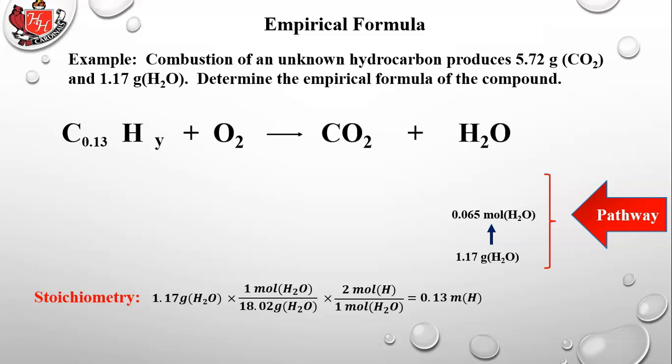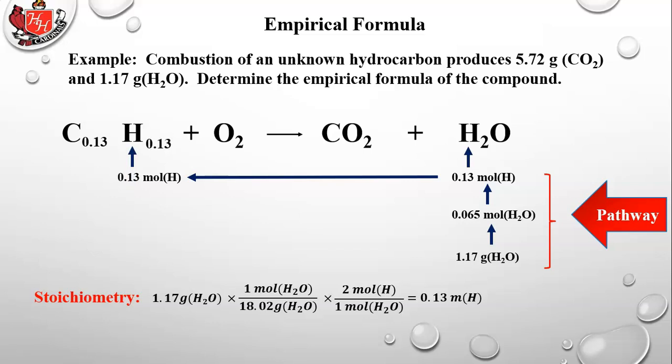So that's going to give you 0.13 moles of hydrogen. So we come up here, and that 0.065 doubles to 0.13, and that's how much hydrogen we have. We have 0.13 moles of hydrogen. So now we're going to come across. The 0.13 goes there, and it replaces our Y as a subscript, and now we know our subscripts for carbon and hydrogen.